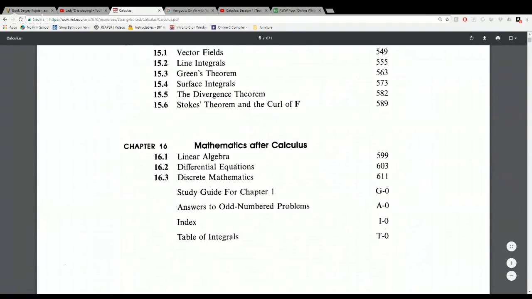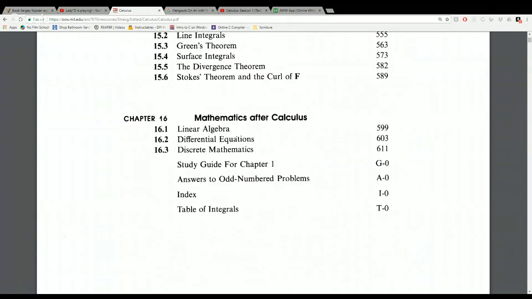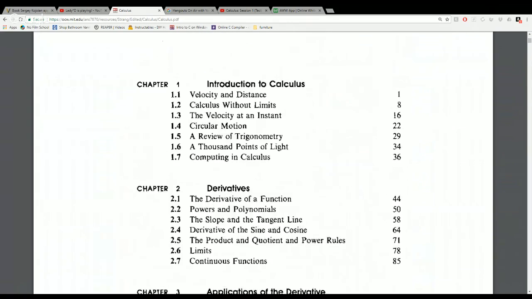And mathematics after calc. So this is linear algebra, which we're already doing, both computational and theoretical. So DiffEqs, discrete math, which we'll be covering in the data structures course. I don't plan on going easy on the math and data structures series. So let's get into it.